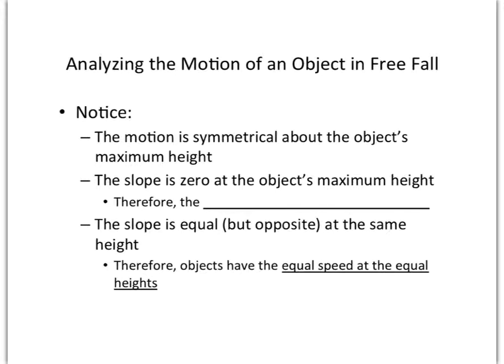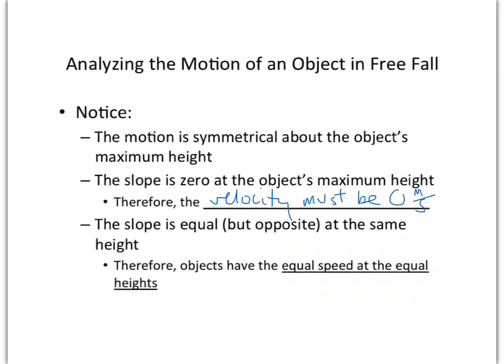At the maximum height, the slope is 0. Therefore, what must be true? That means that the velocity must be 0. The velocity must be 0 at the maximum height, because the object is changing direction. It's going from positive to negative, and in that teeny tiny split second, where it's changing direction, it is not moving at all. It's got a velocity of 0.